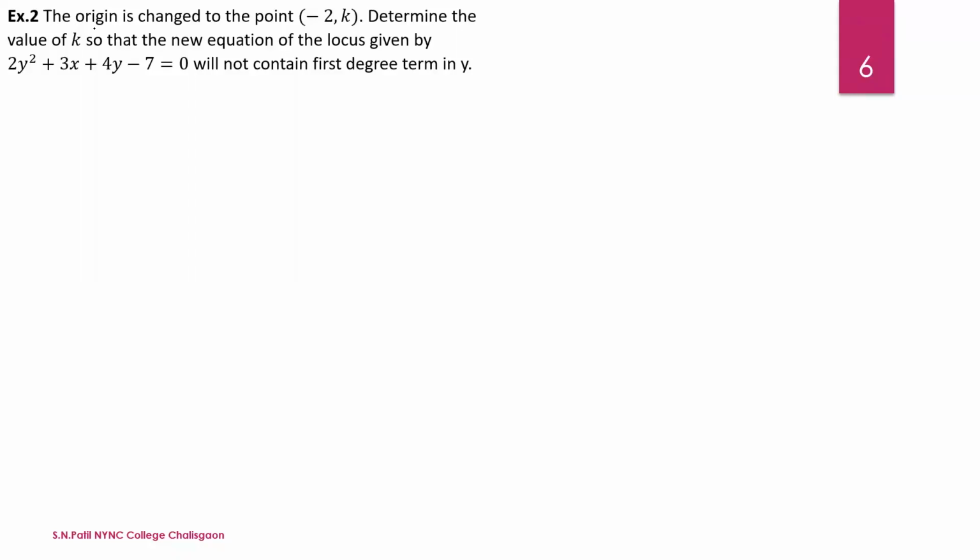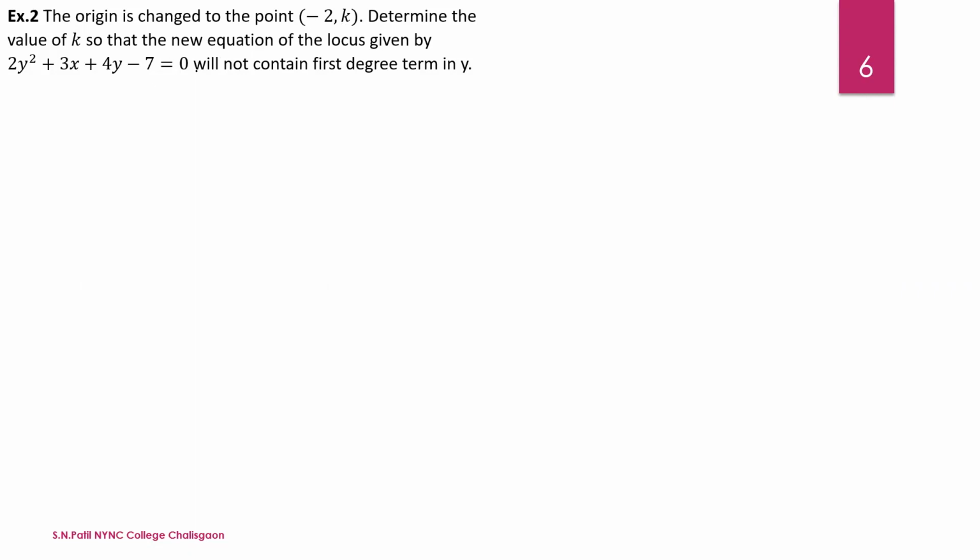Okay, problem 2. The origin is changed to the point minus 2 comma k. Determine the value of k so that the new equation of the locus given by 2y square plus 3x plus 4y minus 7 is equal to 0 will not contain the first degree term in y. Here we find the value of k, where the origin is shifted to the point minus 2 comma k.